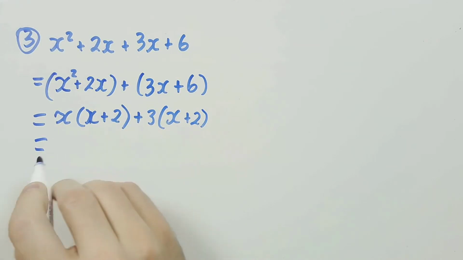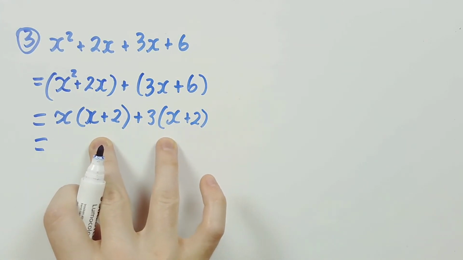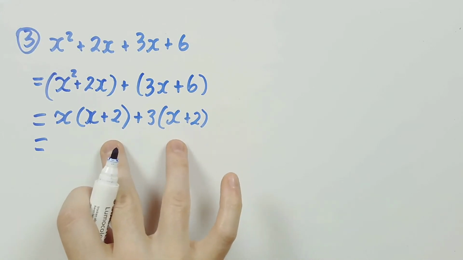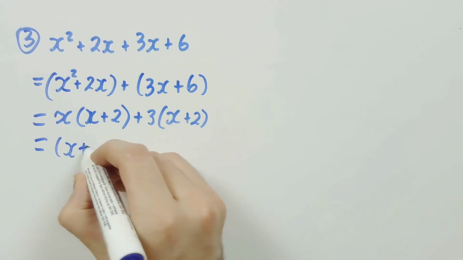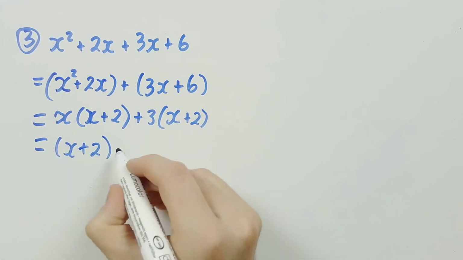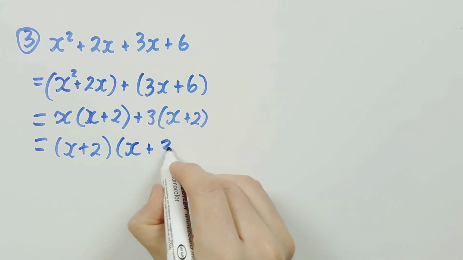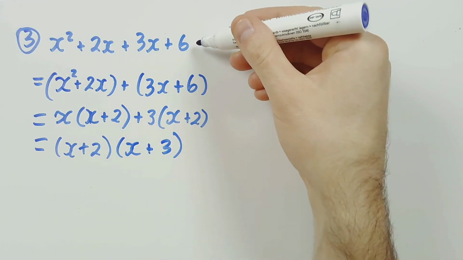And here we end up with an equation in the same form that we've had previously again. So 2 lots of x plus 2. X plus 2 occurs in both terms. Let's pull it out. I'll do it the other way this time. So we have x plus 2, and that leaves us with x in the first term plus 3 in the second term.